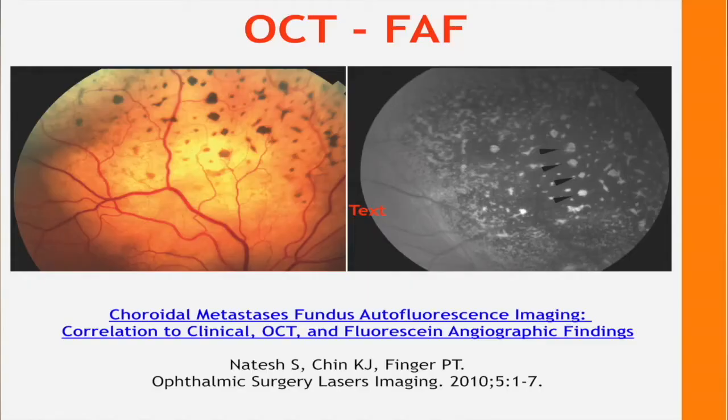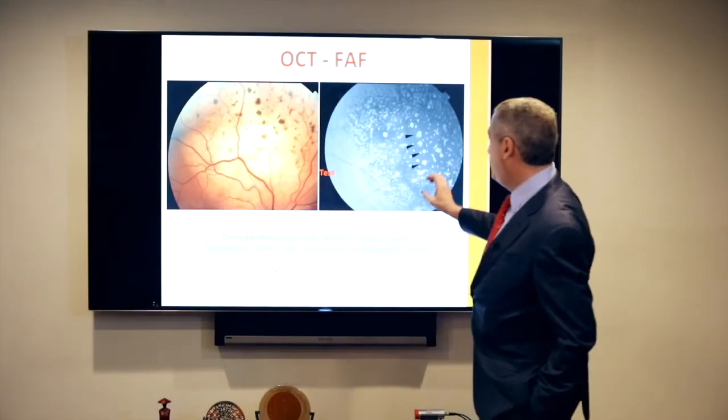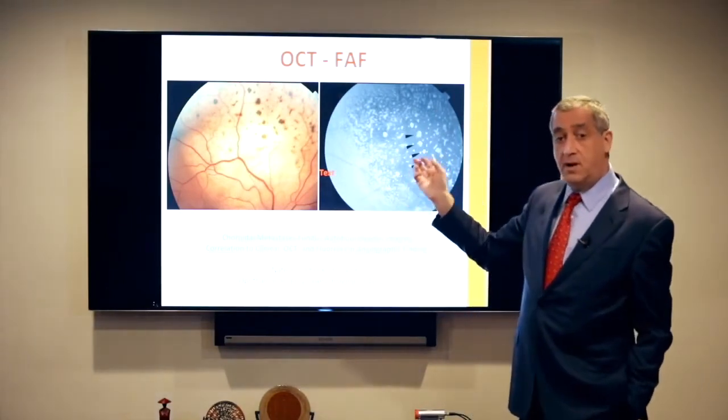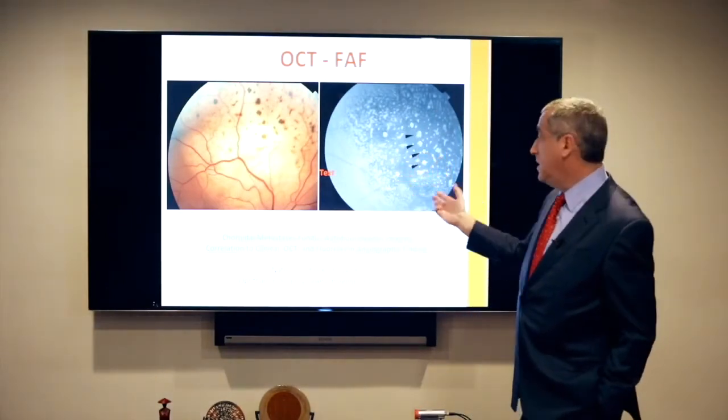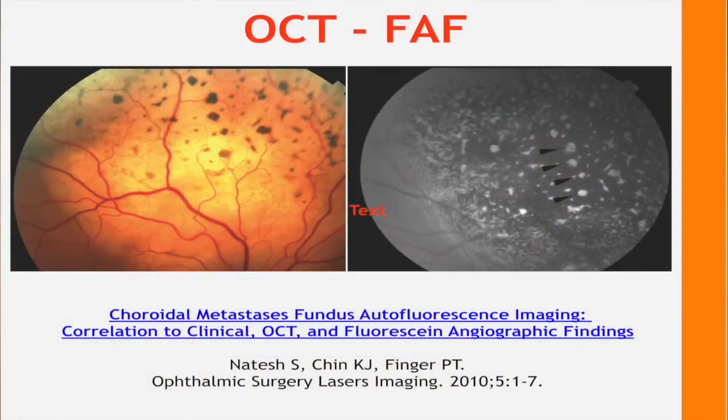There was one of my fellows, Dr. Natesh, who looked at these particular islands of dying RPE, and they found that they lit up. So you can see the pattern, 1, 2, 3, 4, 1, 2, 3, 4, which shows that as they evolve, they are hyper-autofluorescent and full of lipofuscin. Lipofuscin is found in many places, not just in choroidal melanomas.